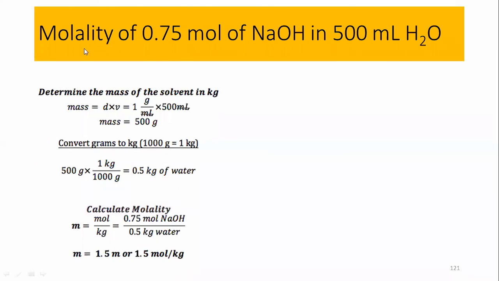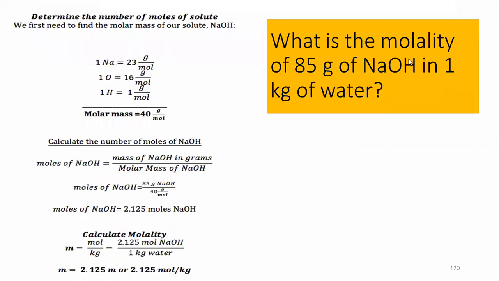The data given is the molality of 0.75 mole of NaOH in 500 ml of water. So again, if the mass is given, you can convert the mass into the mole first. But here, what is the difference between this exercise and the previous one? In the previous exercise, the mass was given, so you calculated the number of moles first, but there was no need for the second part of the calculation. Here, 1 kilogram of water, that means 1 kilogram of solvent, is already given.